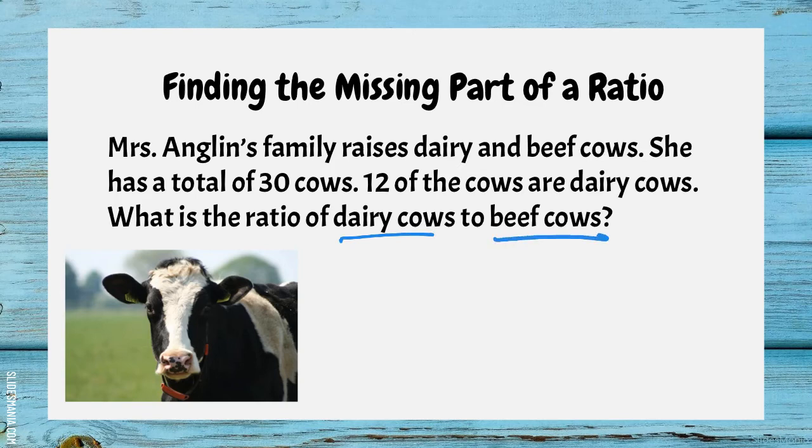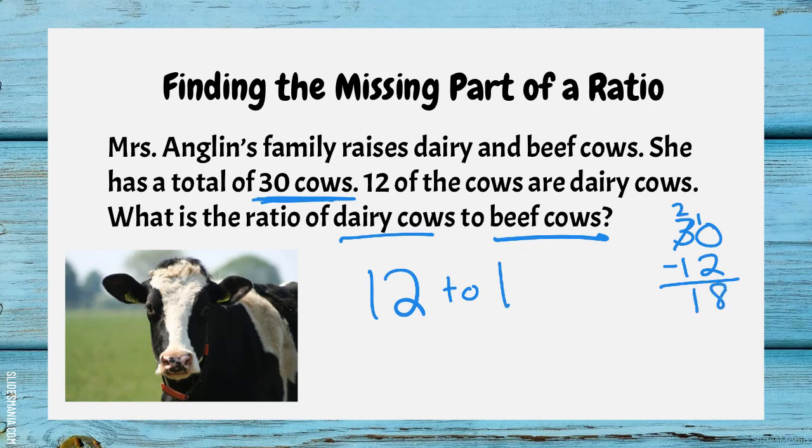Well, I know that Miss England has 12 dairy cows, but the problem is not telling me how many beef cows she has. But it did tell me her total was 30. So if I did 30 minus 12, we would get 18. So it would be 12 to 18.